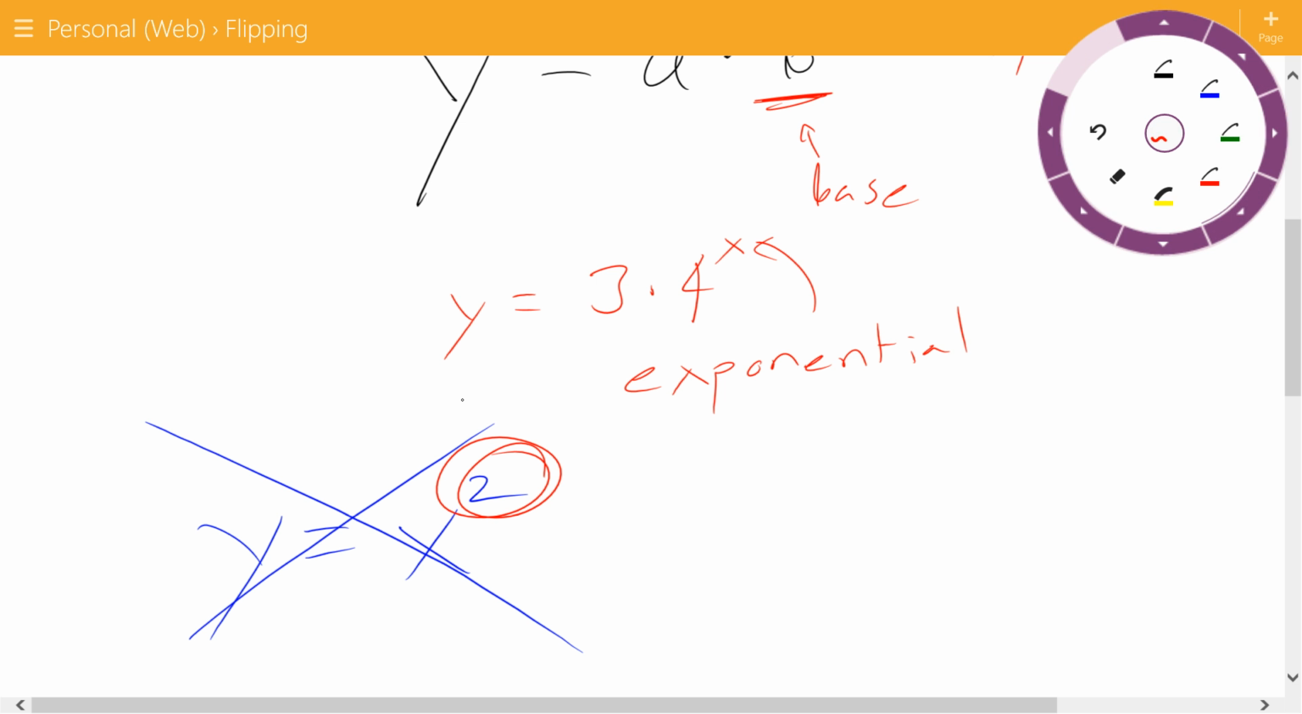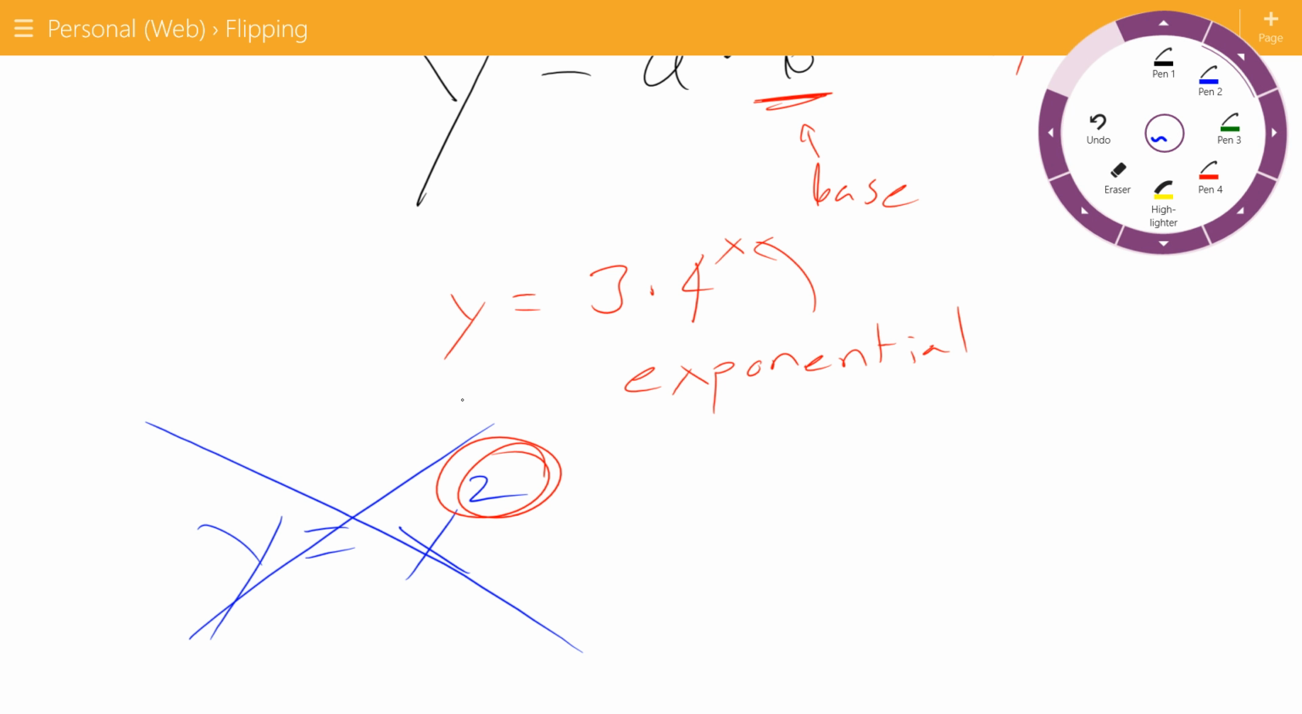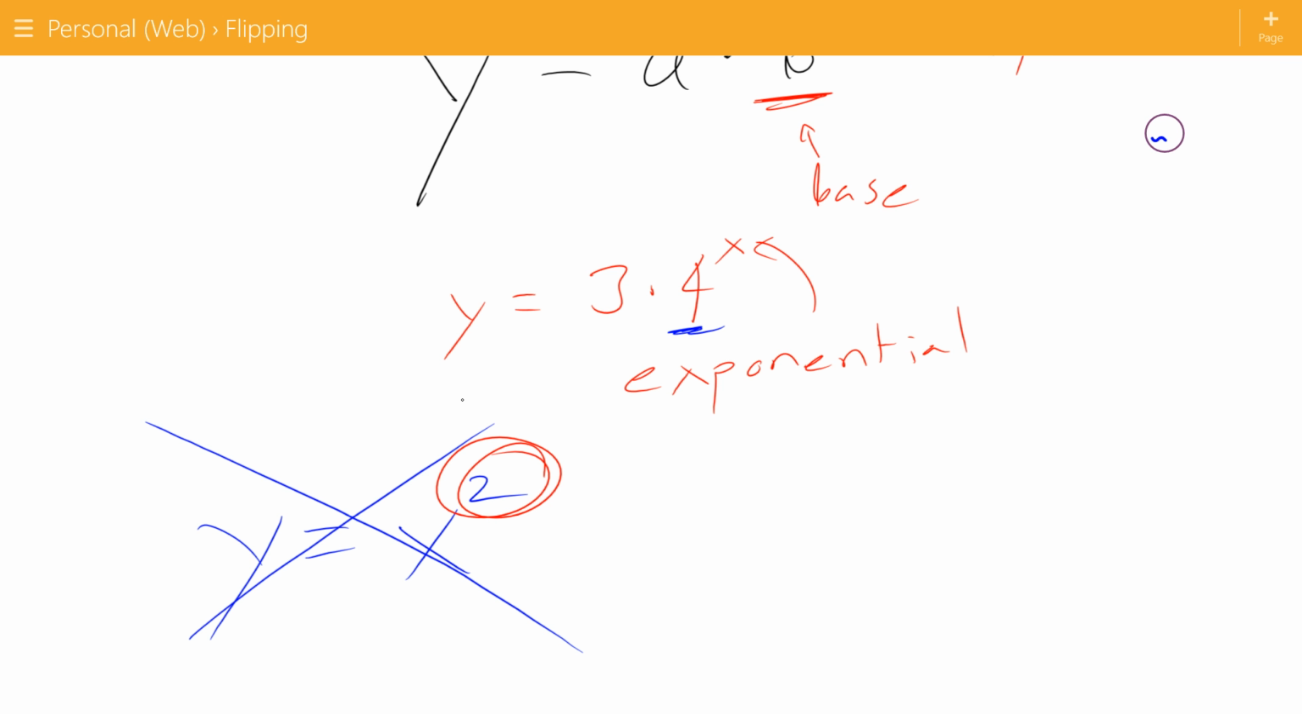So we want to keep in mind our terminology here. I've got the base. In this case, for my example, y equals 3 times 4 to the x, what is the base? The base would be this 4. And what is your exponent? Again, that's where the x is.